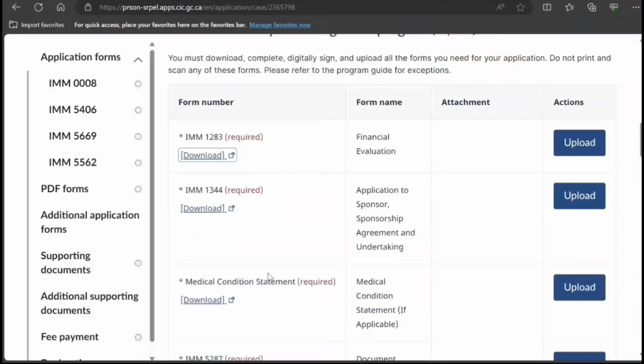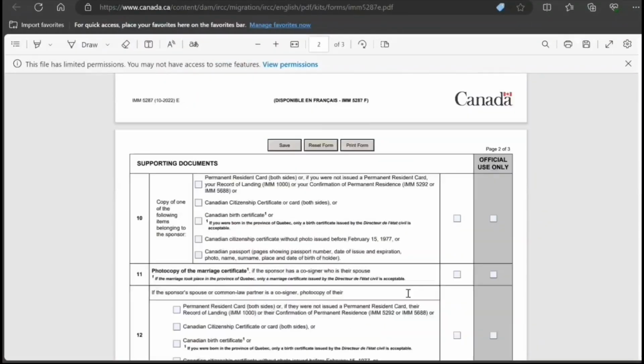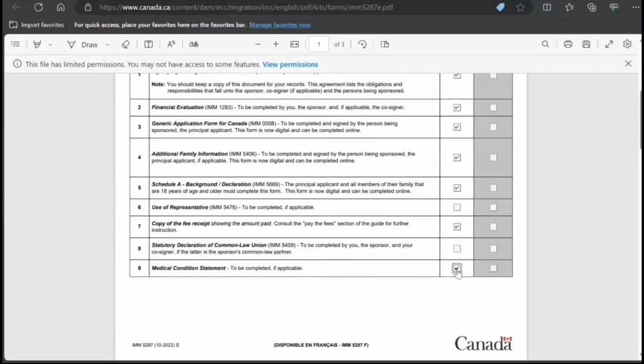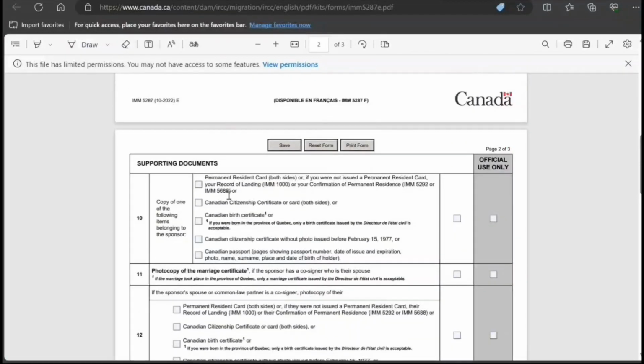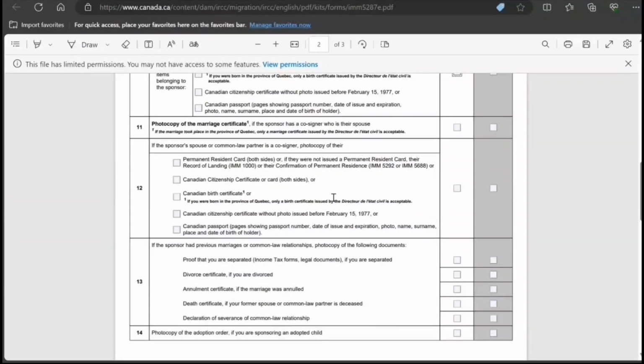So we have this? Yes, it's required. So we will do this. Status. So let's say John is a permanent resident. I do this. Marriage certificate if the sponsor has a co-signer who is the spouse. Okay. This is not applicable because he doesn't have a number. Number two, if the sponsor's partner is a co-signer, photocopy of the following. He doesn't have a co-signer, so not this one.